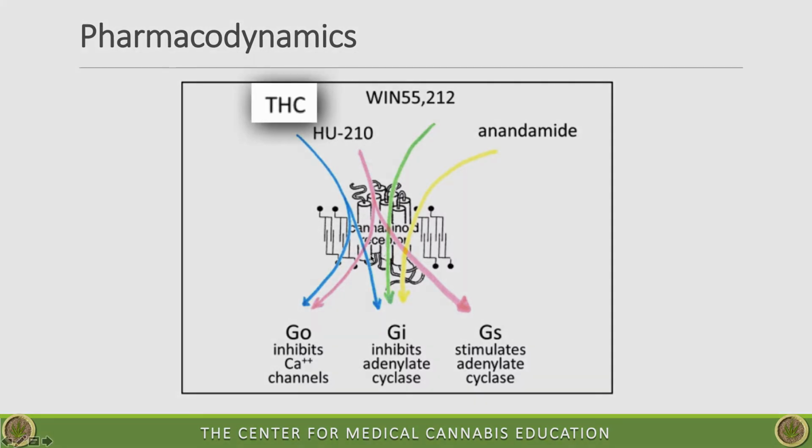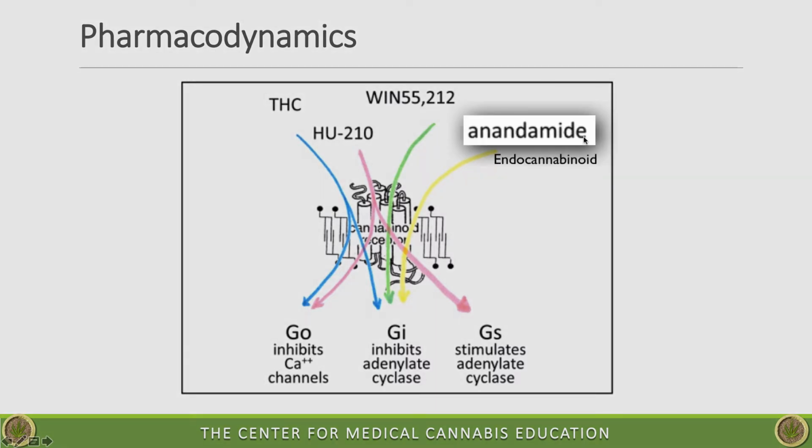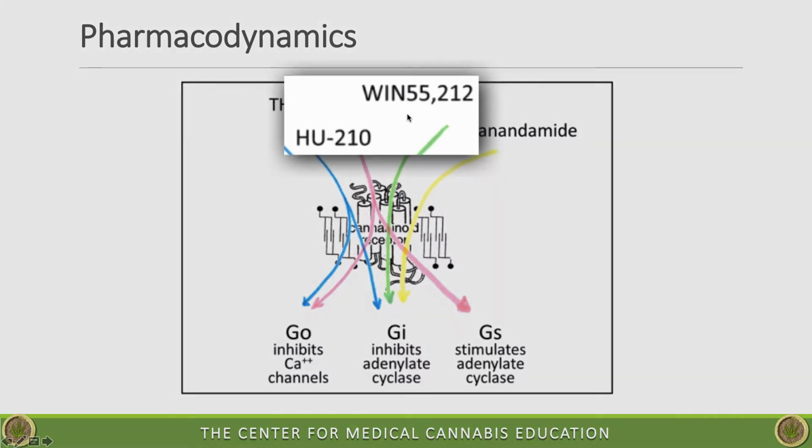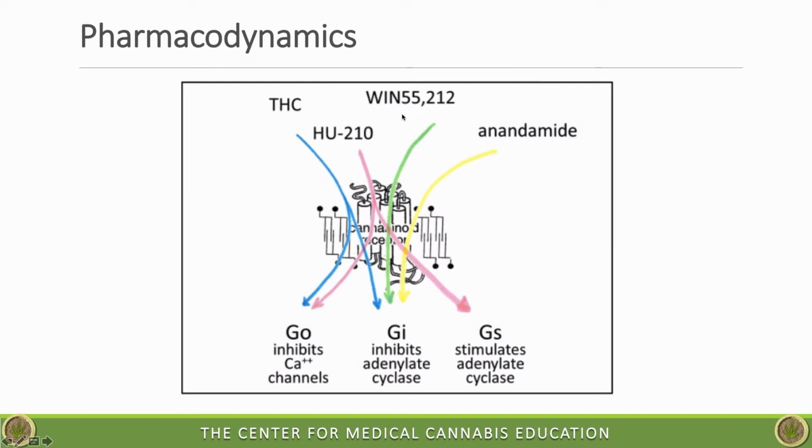THC inhibits adenylate cyclase. It also inhibits the opening of calcium channels, whereas anandamide, which is a different agonist at the CB1 receptor, only inhibits adenylate cyclase. There are two synthetic cannabinoids that are full agonists at the receptor and have different effects from each other and from THC and anandamide. The point is that these are very complex systems, and we need a lot more information before we can really understand what's going on here.